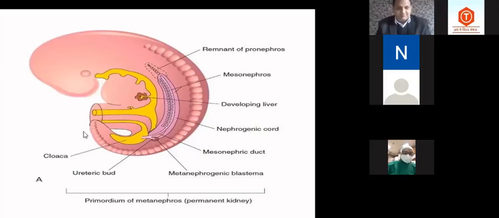And as everyone can see, this is the cloaca, and the allantois, which will later form the urachus, and the remnant of it will form the median umbilical ligament, and the vitelline duct.